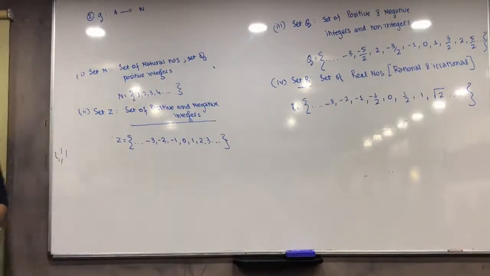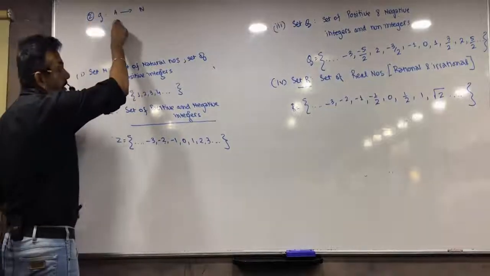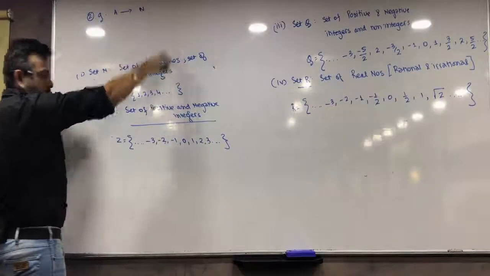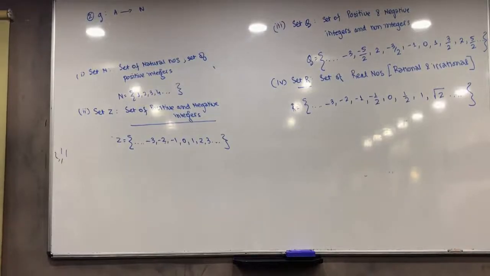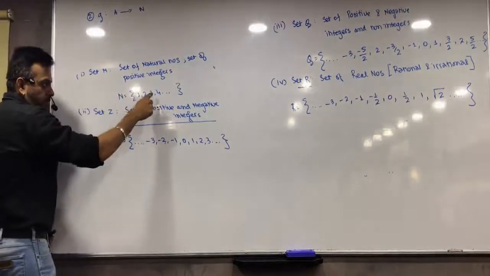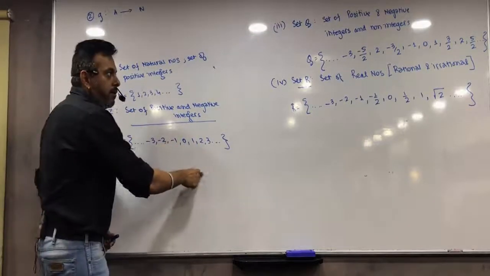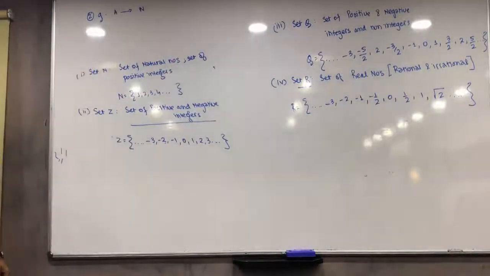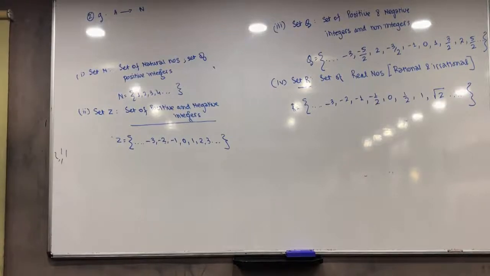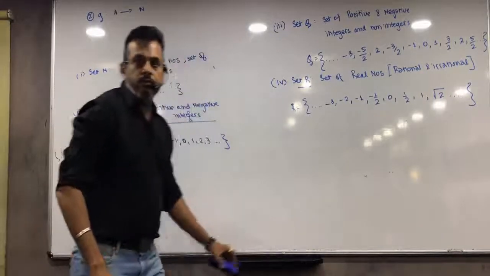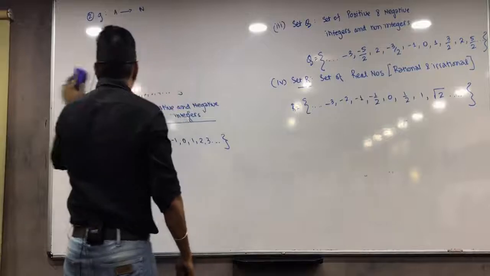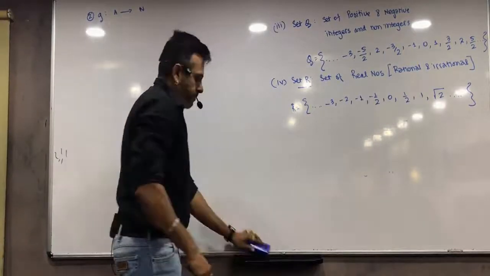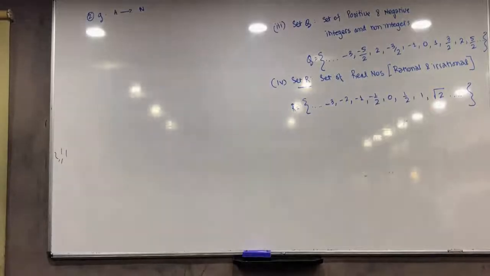You please remember this, because in the exam you will be given a question like this: set A to set N. You should know what comes in N. So remember it this way: 1, 2, 3, 4, then negative as well as positive, then fractions, and then this square root. Set N, Z, Q and R. All of you have written this? Okay, let's start with the sum.